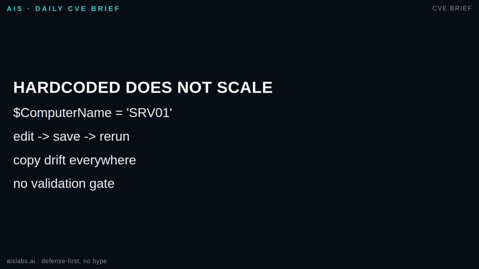Every edit creates a new version. Every copied script can drift. Someone forgets to change the share path, the service name, or the organizational unit, and now the script runs perfectly against the wrong thing. Graphical tools have the same problem in another form. Lots of clicking, no reusable input contract, and no easy audit trail. If the script has to be edited before each use, it is not really a tool yet. It is a fragile note with commands in it.